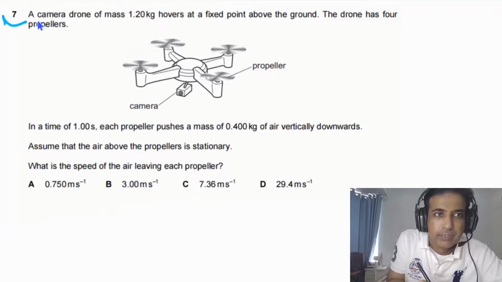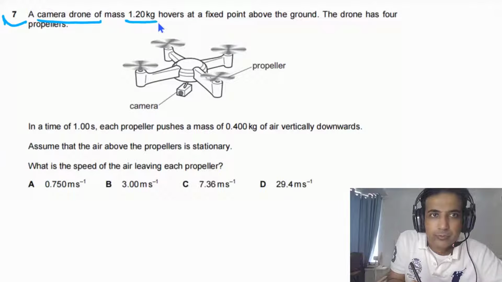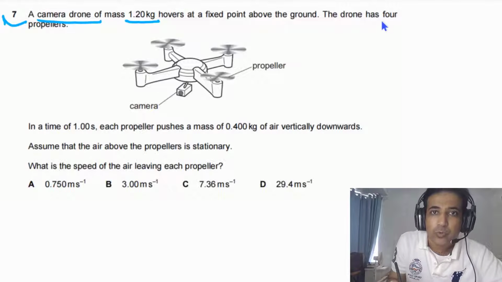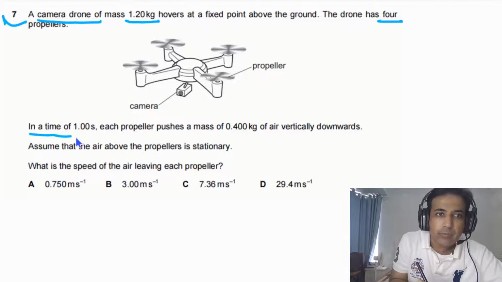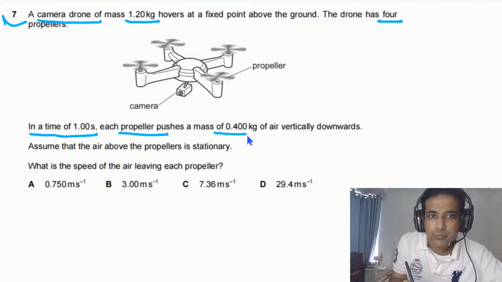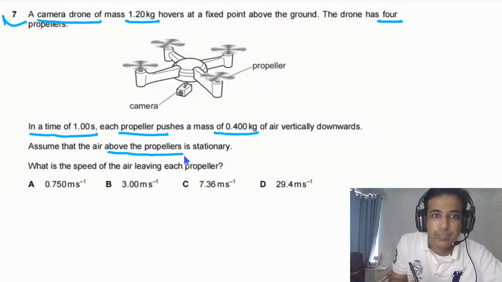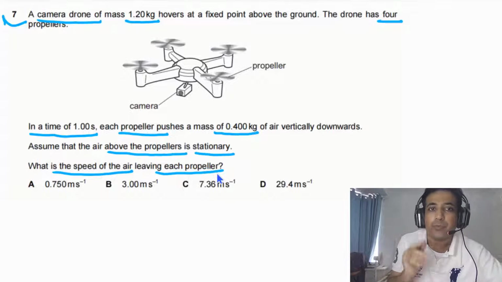Question 7 says a camera drone of mass 1.20 kg hovers at a fixed point above the ground. The drone has 4 propellers. In a time of 1.00 seconds, each propeller pushes a mass of 0.40 kg of air vertically downwards. Assume that air above the propellers is stationary. What is the speed of the air leaving each propeller?